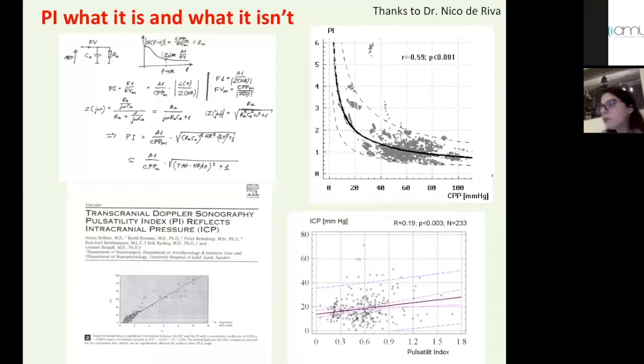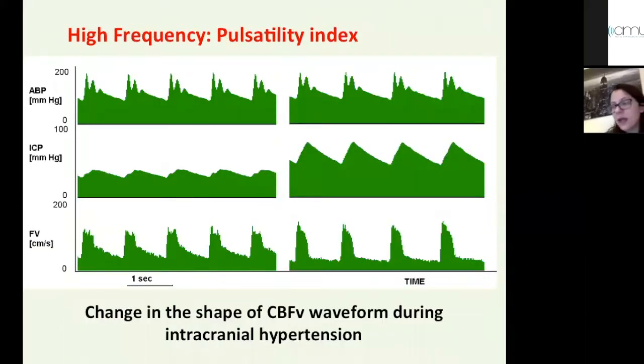Some authors have demonstrated that ICP and pulsatility index are positively correlated during increases of ICP. For example, in this paper from Bellner et al., they demonstrated a very strong correlation with invasively measured ICP, with a correlation coefficient of 0.95, which is actually excellent. However, I have to tell you that other authors have found less positive results, and they have found a very weak correlation between pulsatility index and ICP. The reason is that pulsatility index is strongly influenced by other factors such as carbon dioxide and hemodynamic factors.